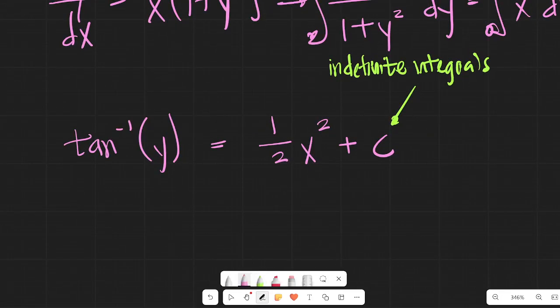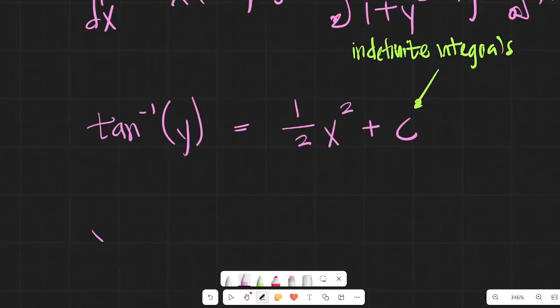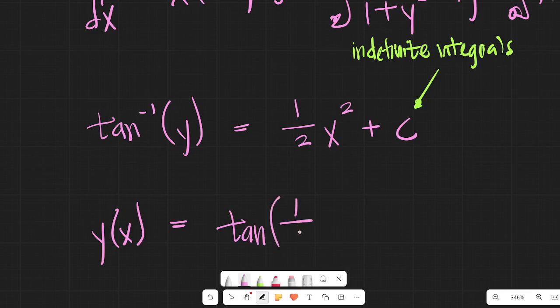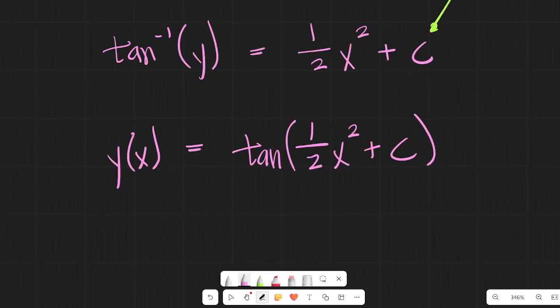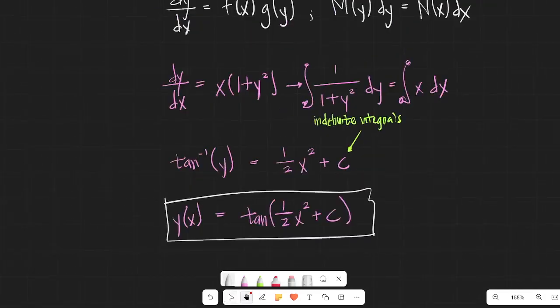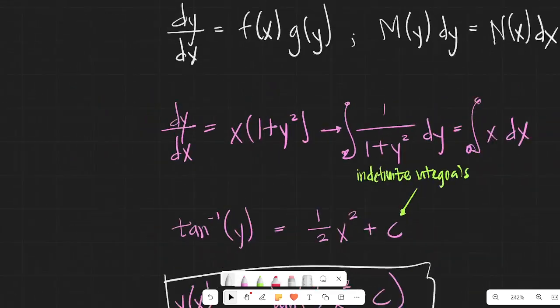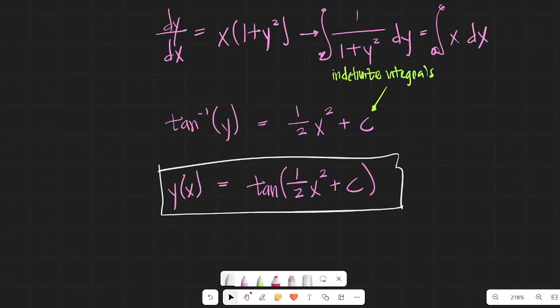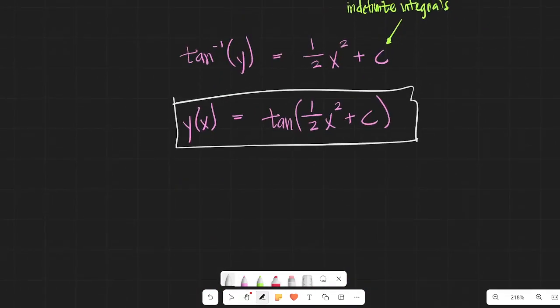Let's solve for y. That's what we really want to do, because that's going to be the function that solves our differential equation, by just taking the tangent of each side, right? If you remember from your trigonometry or pre-calculus or calculus. And so this function is going to be the thing that solves this differential equation. And it's pretty easy.